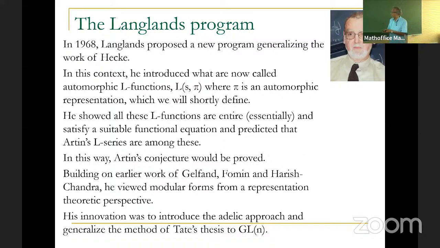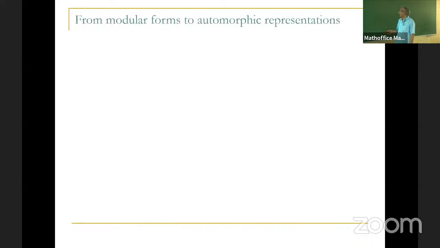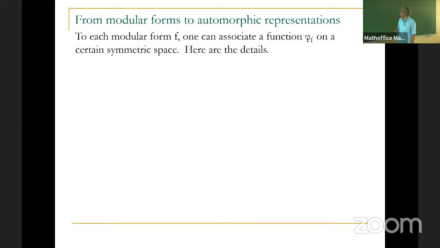So the idea here now is to take a GL(n) and look at it adelically. The adeles, I will say a few words about the adeles, is essentially a pasting together of all the completions of the rational numbers for all the primes, including the infinite prime. Let me just say that here. From modular forms to automorphic representations.